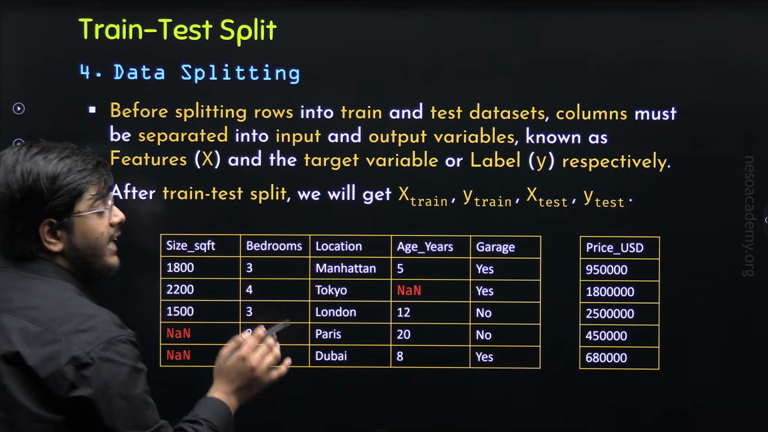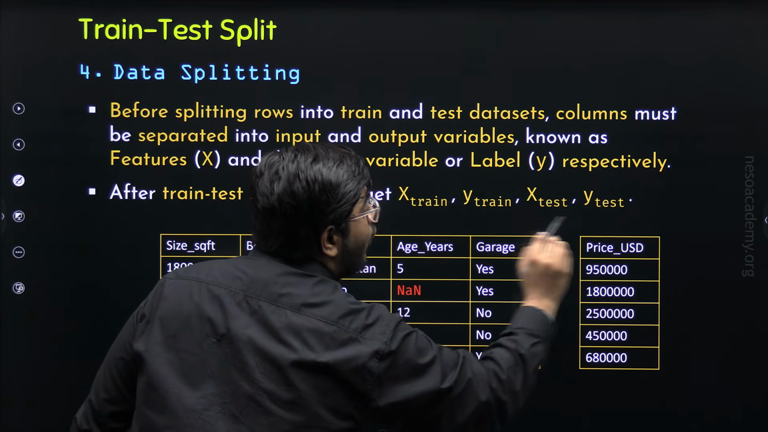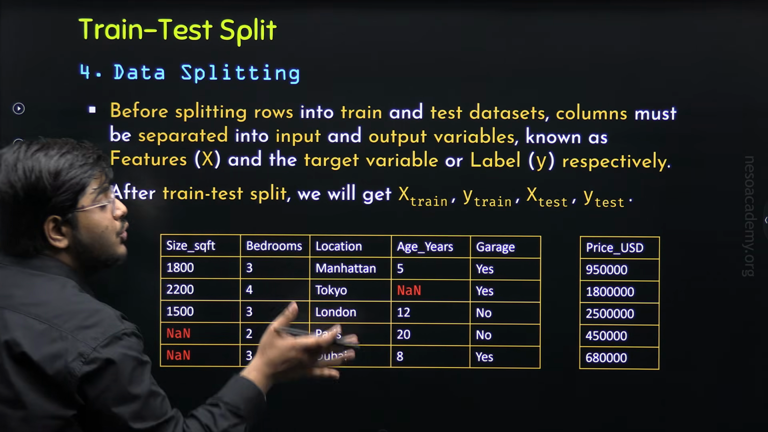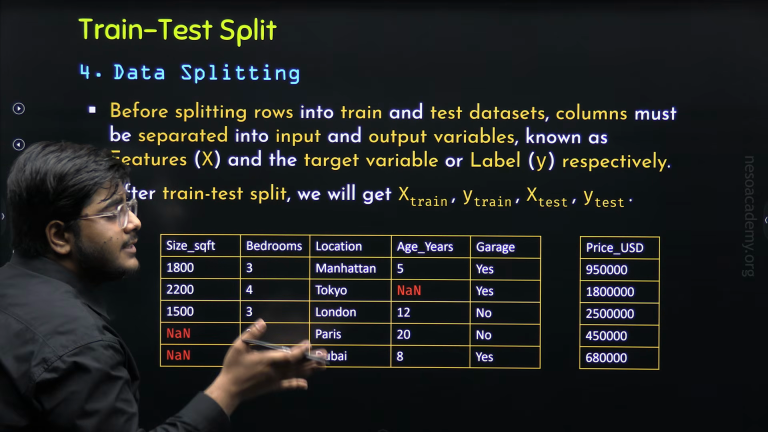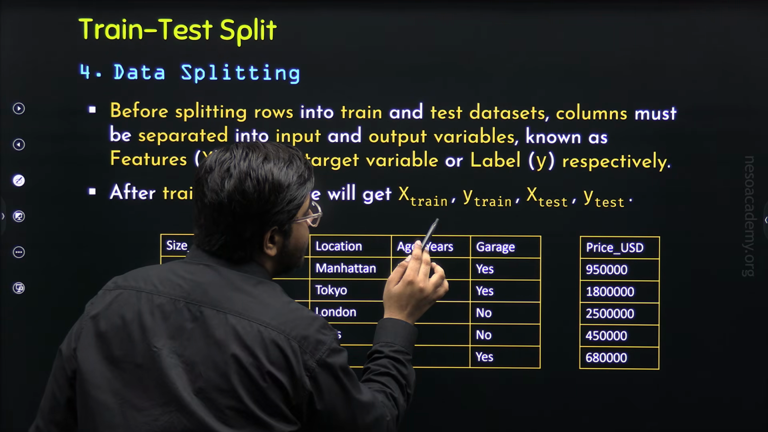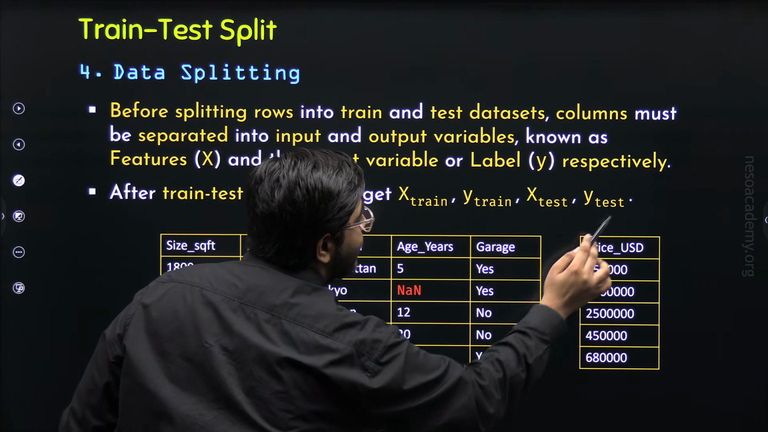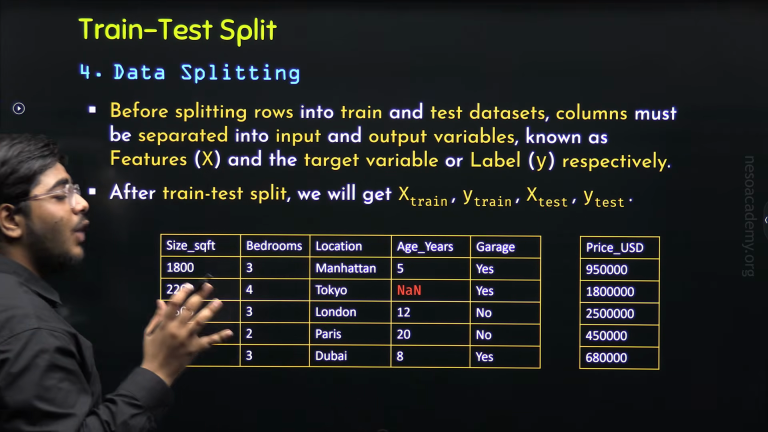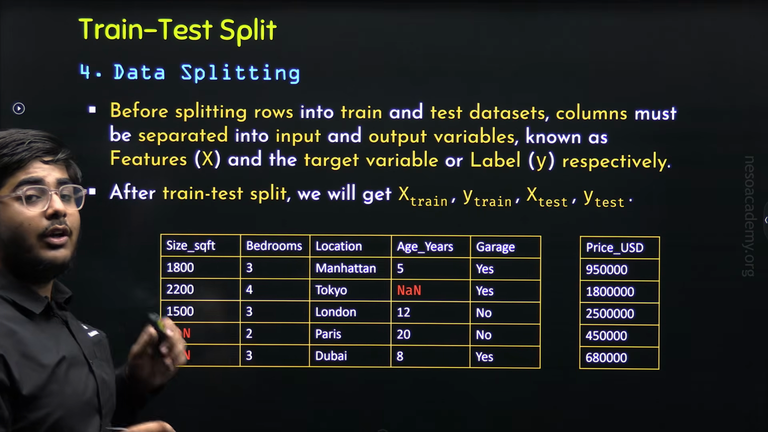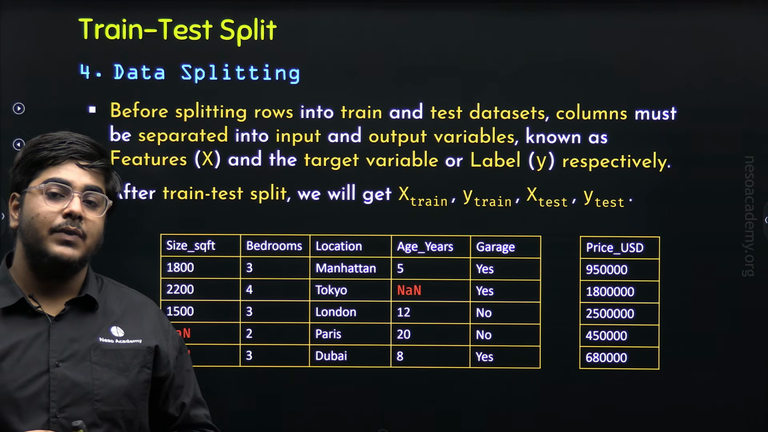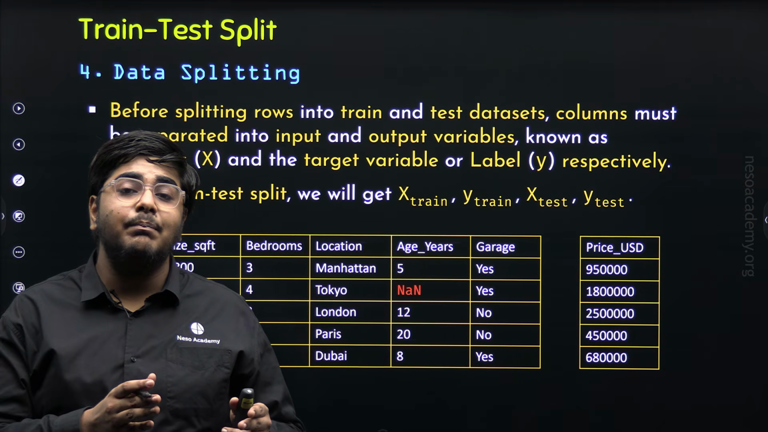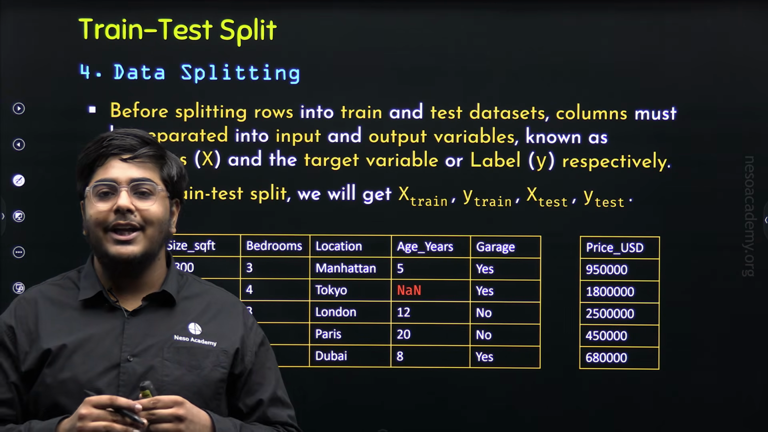So during implementation, we need to create these 4 variables so as to store the result of train test split: the training features, the training labels, the testing features and the testing labels. I hope you have understood data splitting or train test split. Now it's time to practically implement train test split in Google Colab.